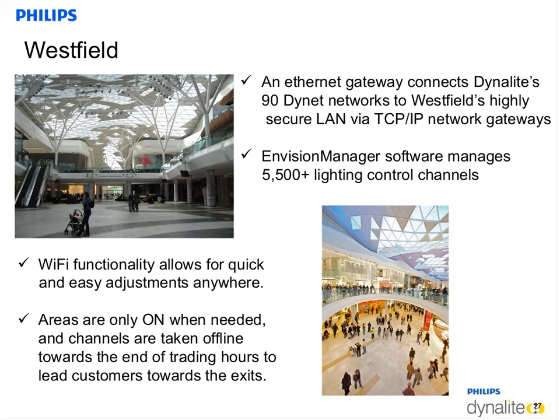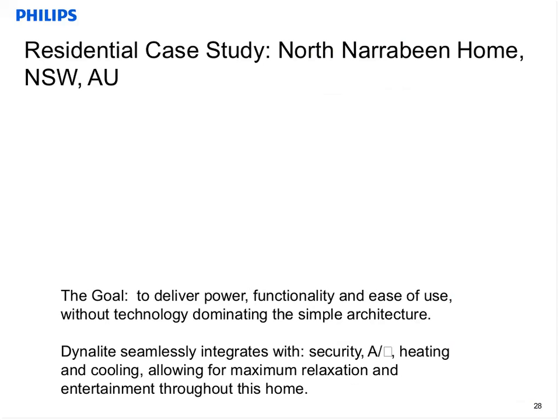Something not mentioned yet, very, very important for Westfield, was Ethernet connection. So we had 90 different Dynalite networks, which were all linked via the internet. 5,500 lighting control channels, so individual circuits all working together, all connected by the Ethernet. So again, energy saving, flexibility, and different moods or different types of theatre depending on different times of the day. Now let's look at residential for just a moment.